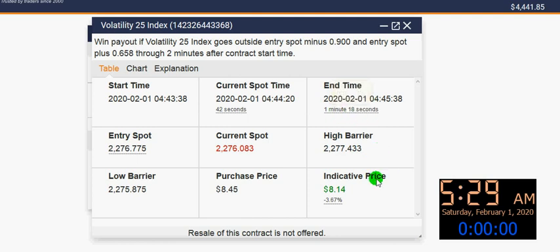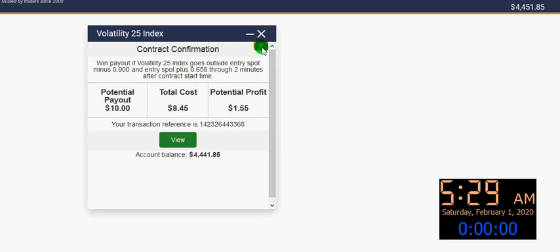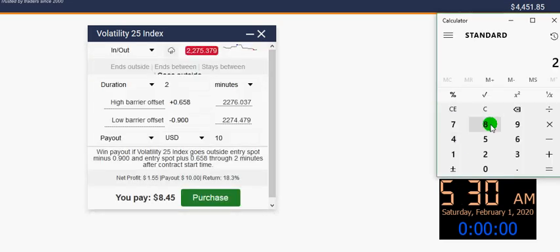Still have some minutes left. 275. You can see it went below the low barrier, so we already hit profit there. That's plus 18.34. So let's go for a few more trades. Let's go for like 2 trades more. Let's wait for about a minute or 50-something seconds before we click on purchase again.